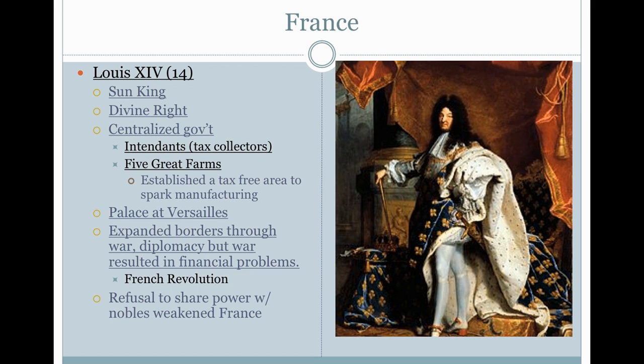So if you're writing an essay about the French Revolution, Louis XIV would be great context for that revolution. We don't have the revolution if Louis XIV doesn't waste a lot of that money on his palace. He refused to share power with nobles, and that's again going to weaken France and lead to revolution because the nobles are going to be the ones that fight back.